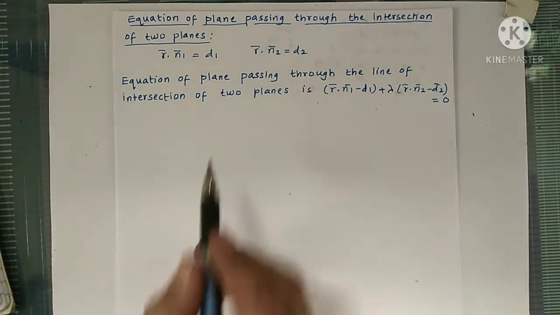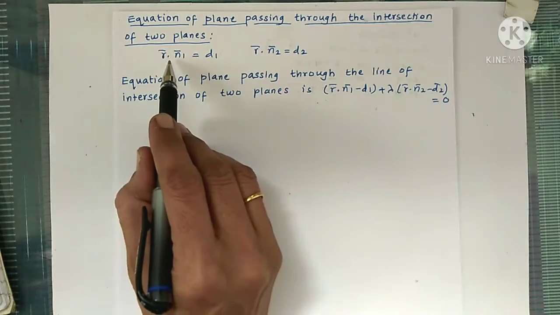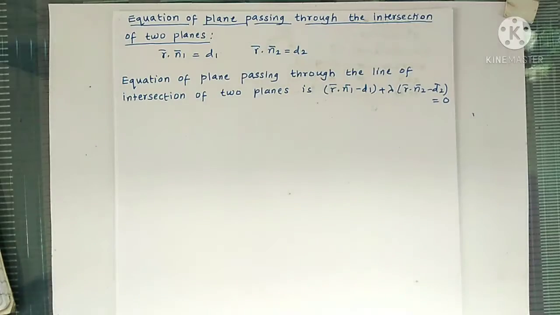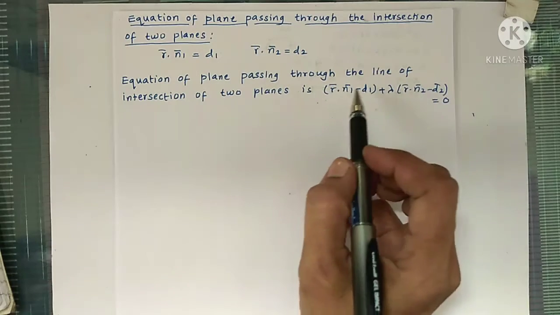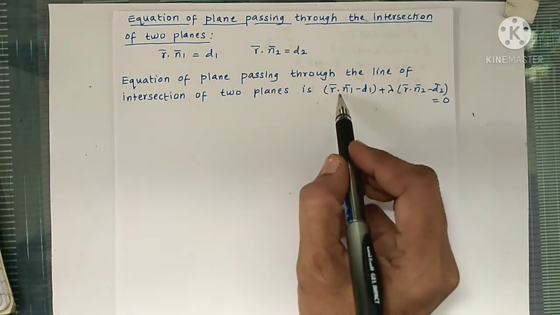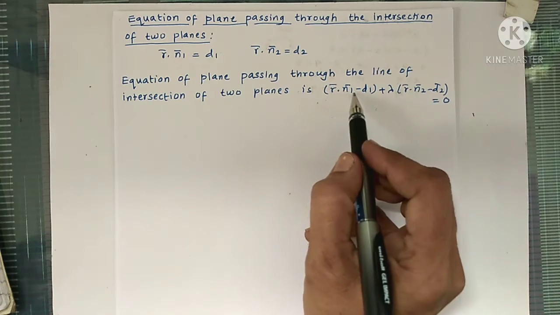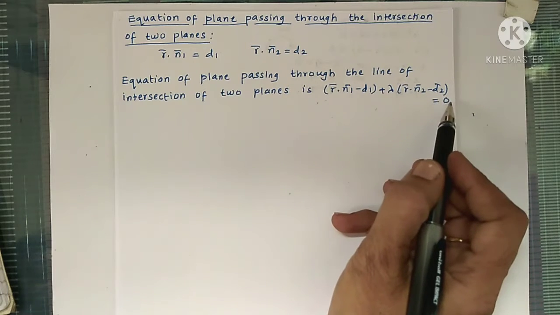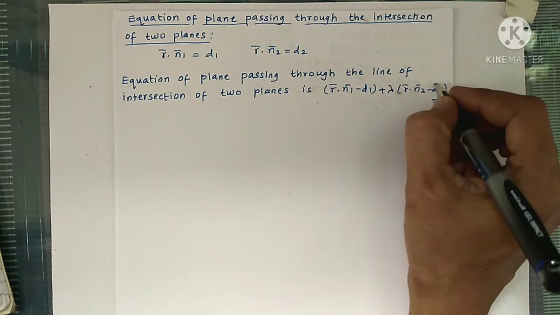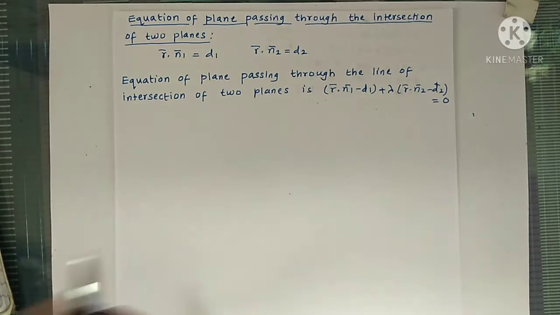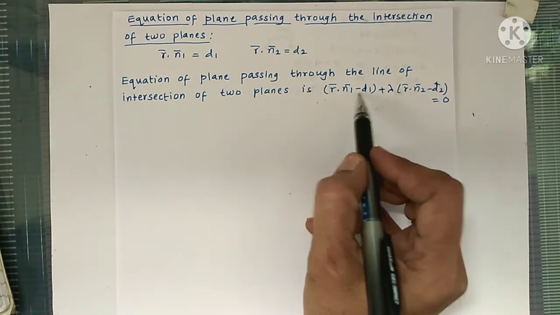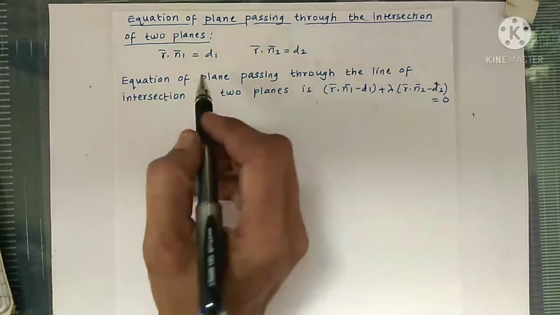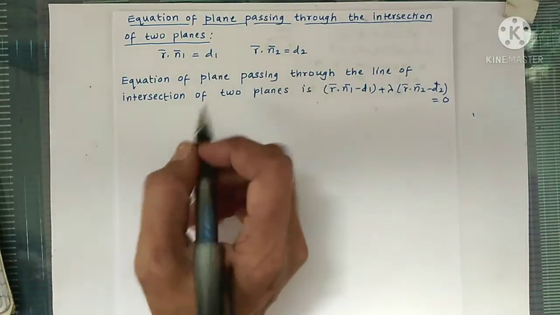So we have two planes and they are intersecting. Let their equations be r bar dot n1 bar equal to d1 and r bar dot n2 bar equal to d2. Now the equation of the plane passing through their line of intersection is given by this formula: (r bar dot n1 bar minus d1) plus lambda into (r bar dot n2 bar minus d2) equal to 0. That means we have to write the equation of the first plane plus lambda into the equation of the second plane equal to 0. Here the equations of these two planes are given in vector form.